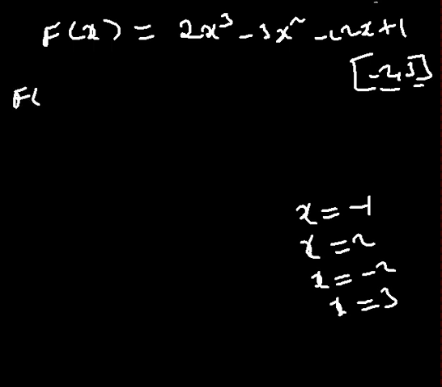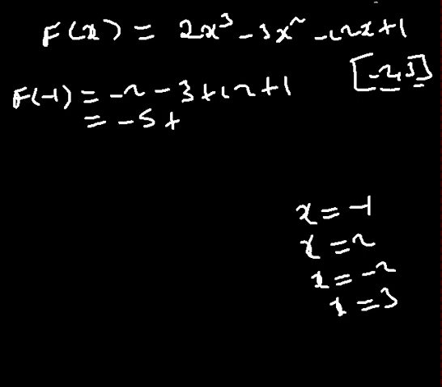So we have f of negative 1. What would that be in the original function? That is negative 2, negative 3, positive 12, plus 1. What is that? That is negative 5, and plus 13. And what would that be? That is 8. So f of 2 will be given as 8 times 2, that is 16.